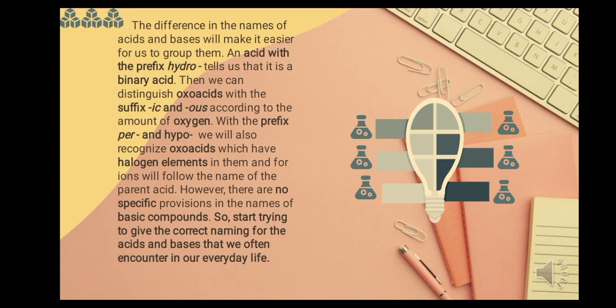The following is the final paragraph which contains the conclusion of the previous paragraphs. As we discussed earlier, adding the hydro prefix will tell us that it is a binary acid. Then, for oxoacid, we will add the -ic or -ous suffix depending on the amount of oxygen. While for oxoacid which have halogen element, we will add the prefix per or hypo. Finally, for bases, the naming is very simple, namely by saying the metal followed by hydroxide.